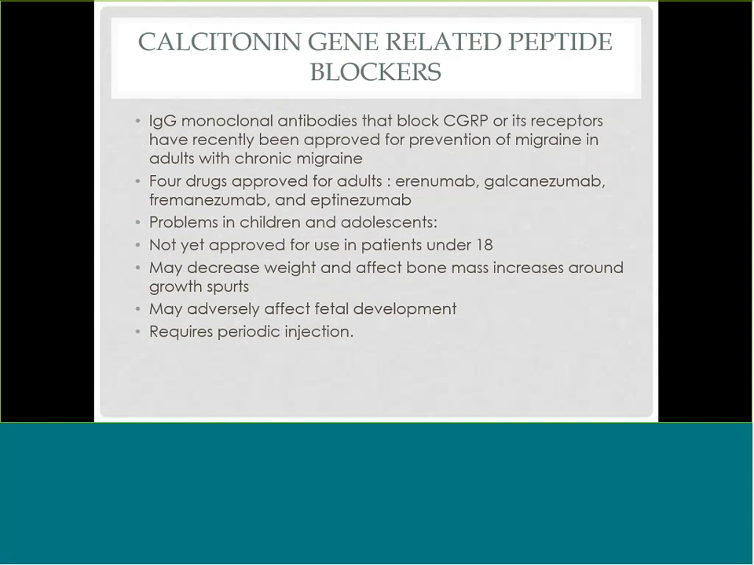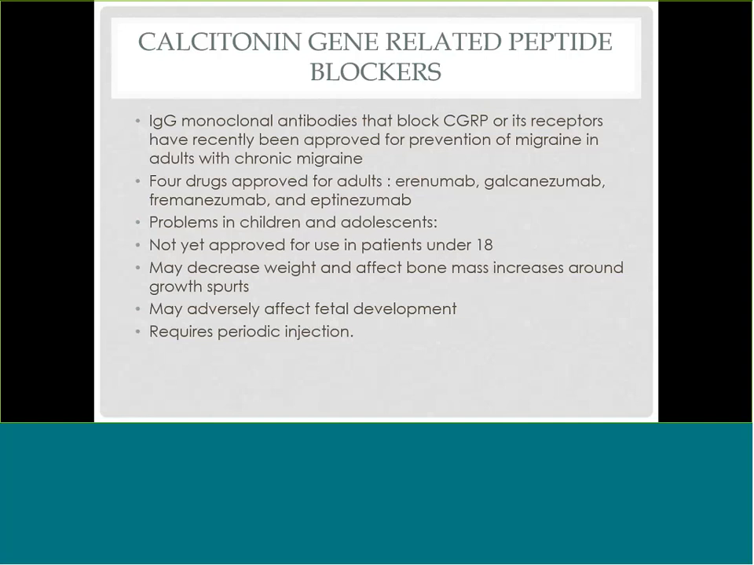So the calcitonin gene-related peptides. These are IgG monoclonal antibodies that have to be given by injection. They block CGRP or its receptors, and this summer have just been approved for prevention of migraine in adults with chronic migraine who had failed 2 previous prophylactic regimens, such as topiramate or propranolol or amitriptyline. There are 4 drugs that are now approved for adults. I won't attempt to try to pronounce them.